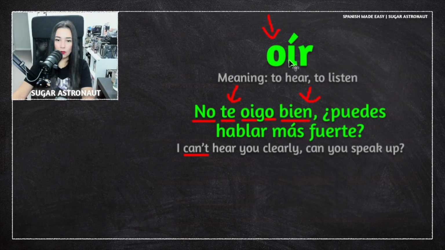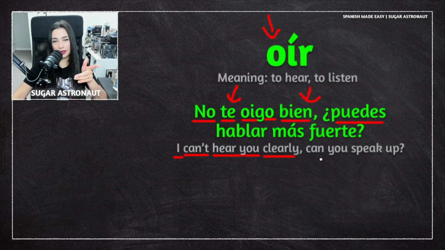Now, we're saying here no te oigo bien. So essentially, you're saying I can't hear you. You can say yo no te oigo bien, which means I can't hear you clearly, or I can't hear you, but you don't need yo all the time. I always say that for sure. So keep that in mind. Now, no te oigo bien, I can't hear you clearly, or I can't hear you well enough.